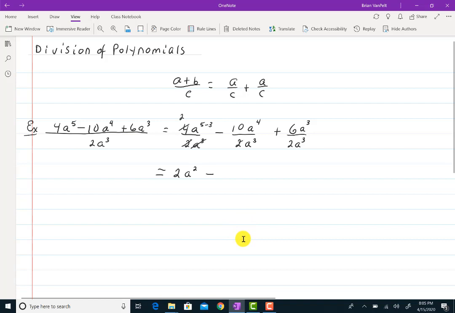For the next one, 2 goes into 10 5 times, and then a to the third goes completely into a to the fourth. I can subtract the 3 from that exponent, and that one there gives me just 5a to the 1. I won't write the 1. Then on the last one, 2 goes into 6 3 times, and notice that the a cubes completely cancel this time, and all that I'm left with there is a 3.